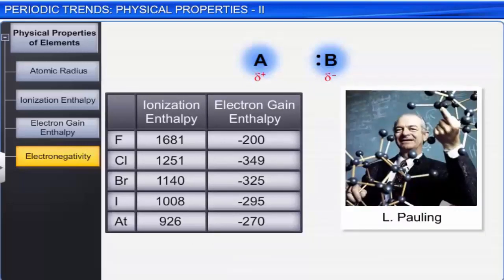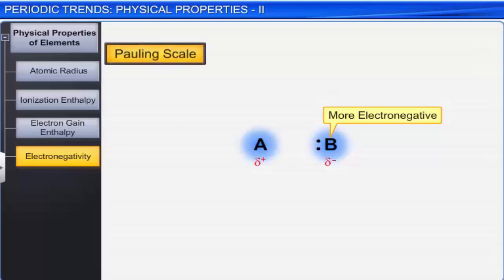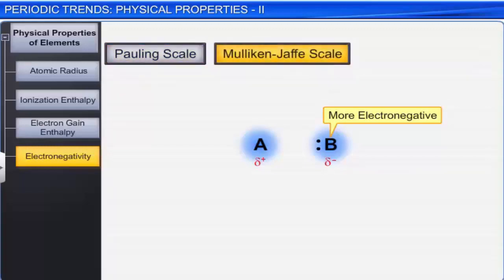Electronegativity is a qualitative term that was devised by L. Pauling for better understanding of covalent bonds and their polarity. Although electronegativity is a qualitative measure, different scales have been developed to measure it, such as the Pauling scale, Mulliken-Jaffe scale, and Aldred-Rochow scale.